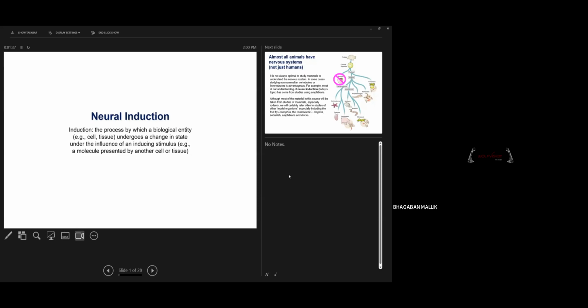So today the real class starts, because in the previous class I talked about the techniques that we use in neuroscience to study neurodevelopment.